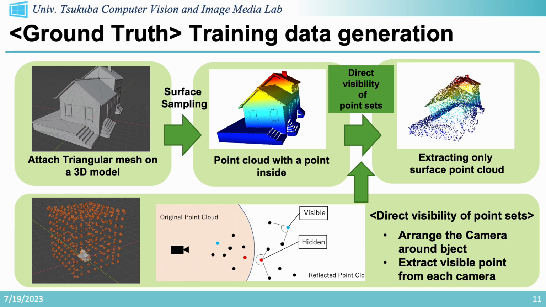Direct visibility of point sets is a method of taking the point cloud from a specified viewpoint and extracting only those points that can be judged as the outer surface. As shown in the lower left figure, viewpoints are set to surround the point cloud, and the direct visibility of point sets is applied at each viewpoint to generate the external point cloud.